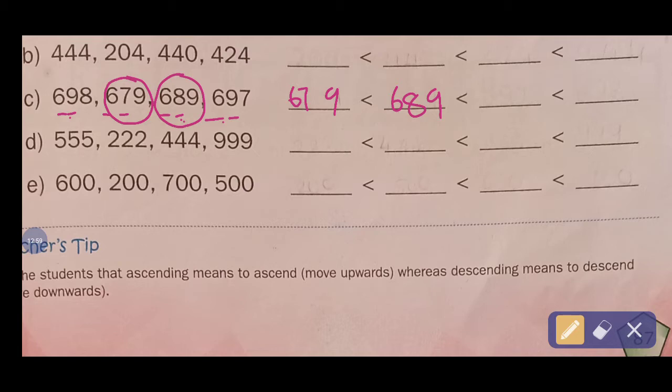689. Okay, now? The next one is the last digit you can count, because the second digits are equal. Among the remaining numbers, you count the last digits. Which is the smallest one? 7 or 8? 7, right? 697 is the next one. 697. And the last one is 698 already, so the bigger one. That's it.